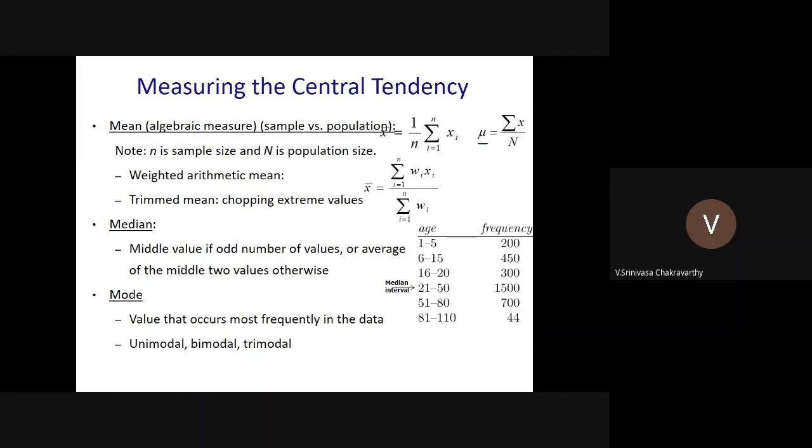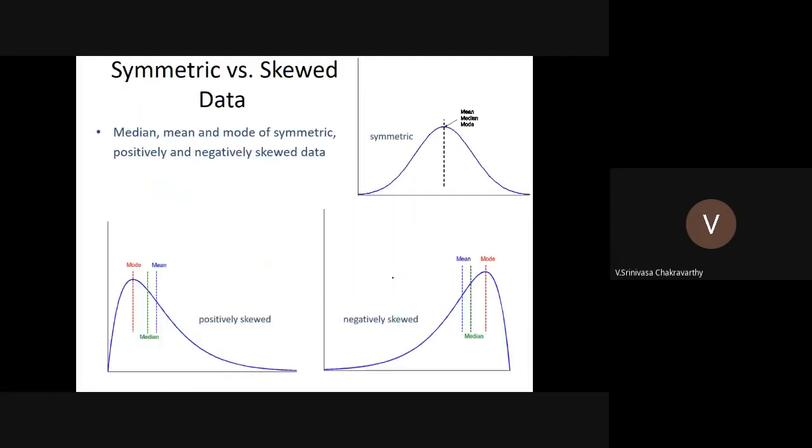Then you have the median value, which is the middle value if there is an odd number of values. So you order all the numbers, and after ordering, exactly the middle value is the median if it is an odd number, or the middle two values can be taken, maybe the average of them. If you take this example, the median interval is this interval. Then the mode is the most frequently occurring quantity in the data. And here again, you have multimodal data. I'll show you that in a second.